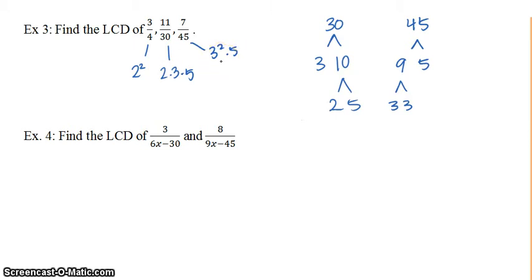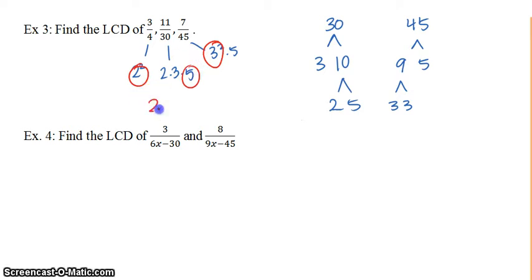For LCM, you take the highest power. So the highest power any of them have of 2 is 2 squared. Then I look at 3, the highest power of 3 any of them have is 3 squared. And the highest power of 5 anyone has is 5, so I can pick either one, this one or this one. And that's what I have to multiply together.